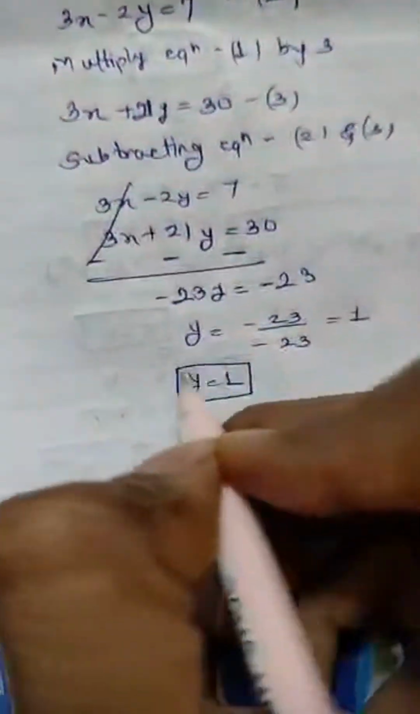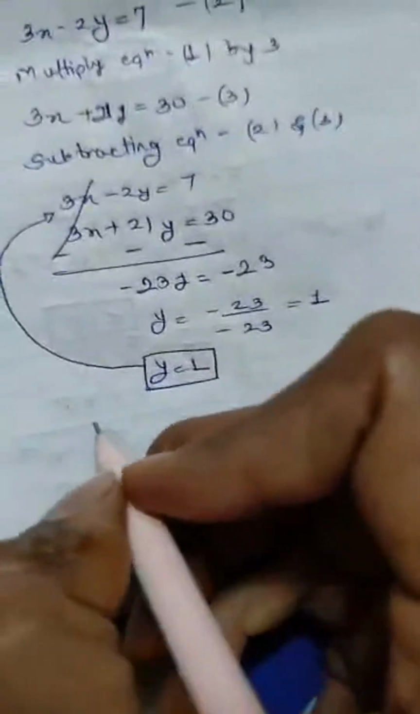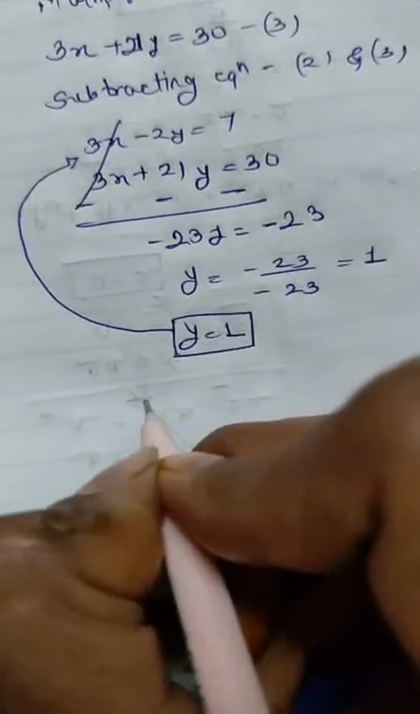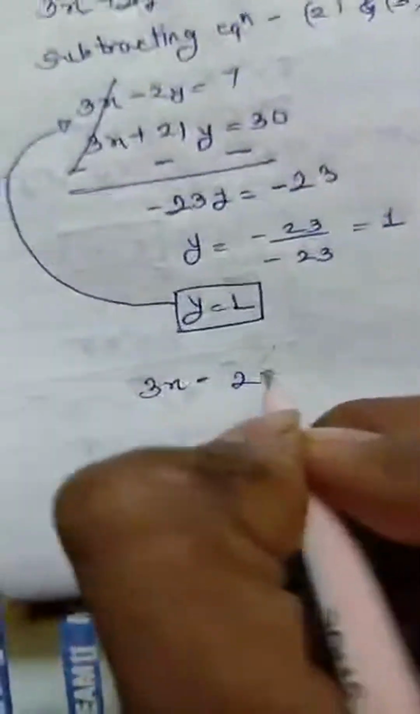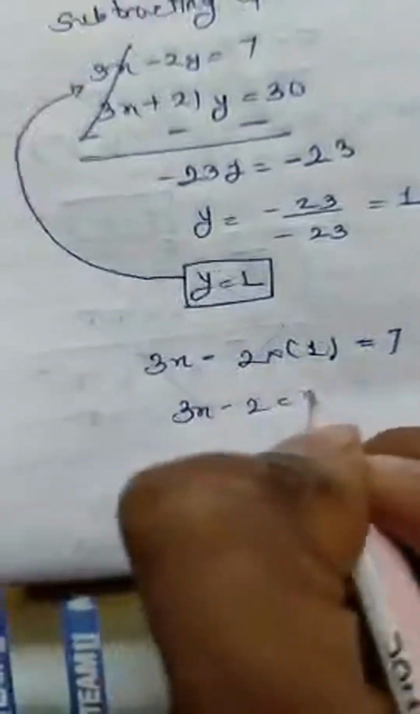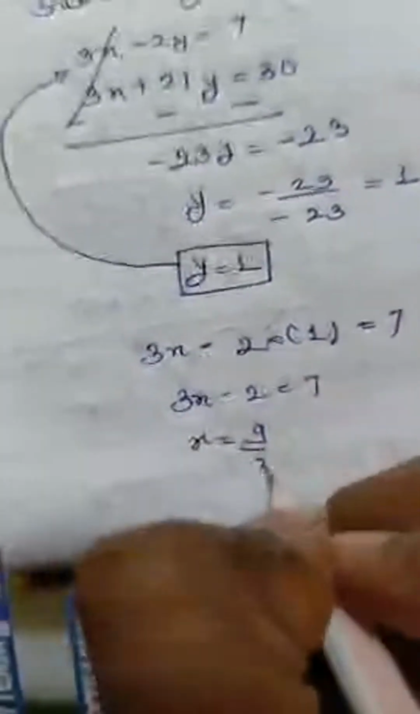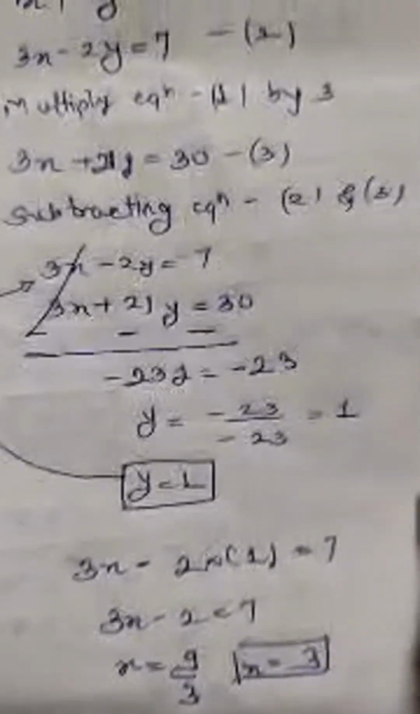Then put this value of y in this equation, that is 3x minus 2y is equal to 7. So 3x minus 2 multiplied by the y value, which is 1, is equal to 7. 3x minus 2 equal to 7. x is equal to 7 plus 2, that is 9, divided by 3. x is equal to 3. So here we got the value of x is equal to 3 and y is equal to 1.